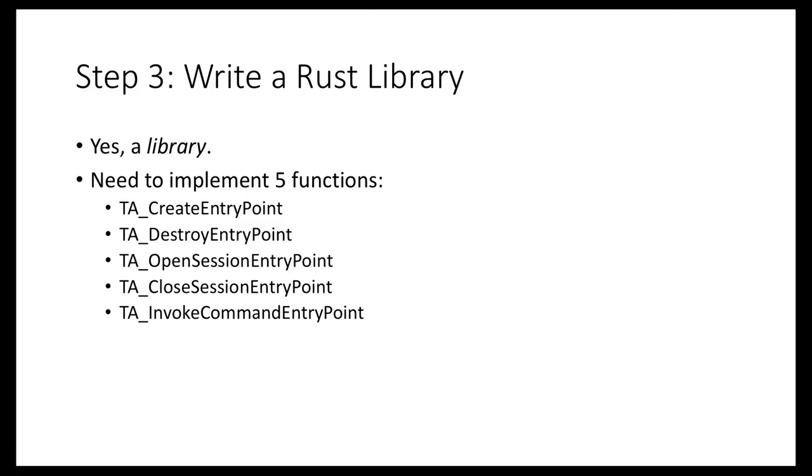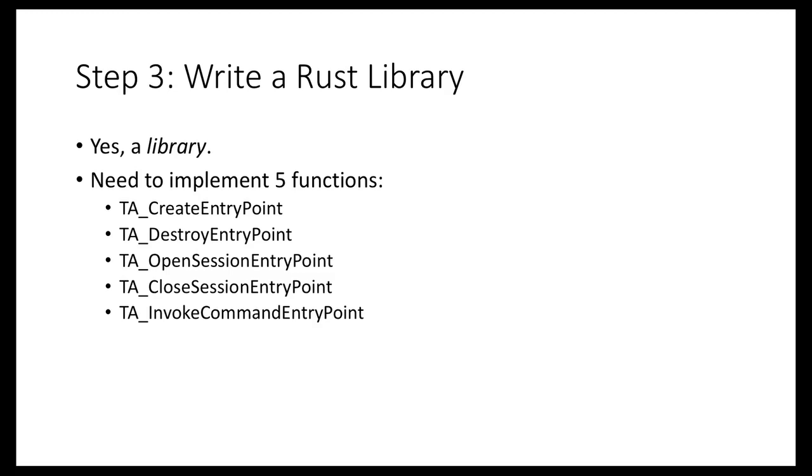It'll call the TA invoke command entry point. It can call it once, it can call it multiple times, and then it can close the session, can open another session, keep going, and whenever it's completely done with the application, it can destroy it with the destroy entry point. So it's just 5 functions. We need to expose those. We need to expose them in a way that they can be seen by TEE, and that's about it.